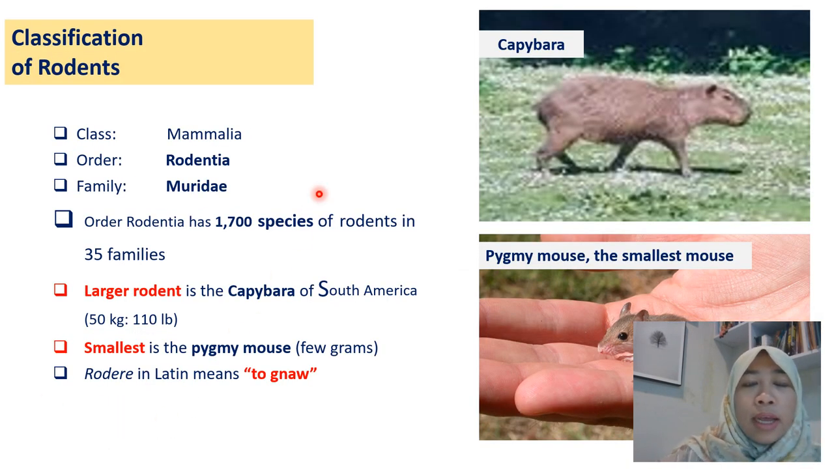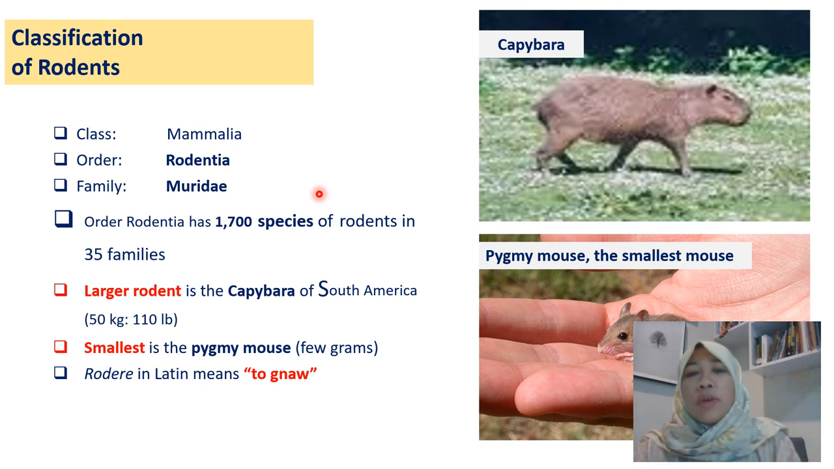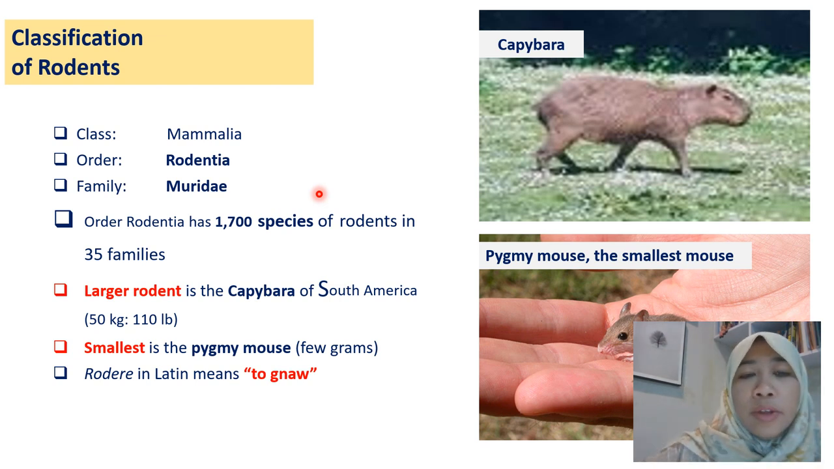Classification of rodent. Class is Mammalia, and the order is Rodentia. The family is Muridae. Order Rodentia has 1,700 species of rodent in 35 families. There are so many species in this world, but in Asia, there are a few species that are already known.